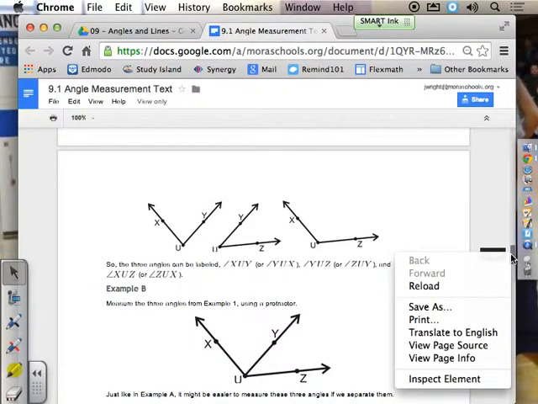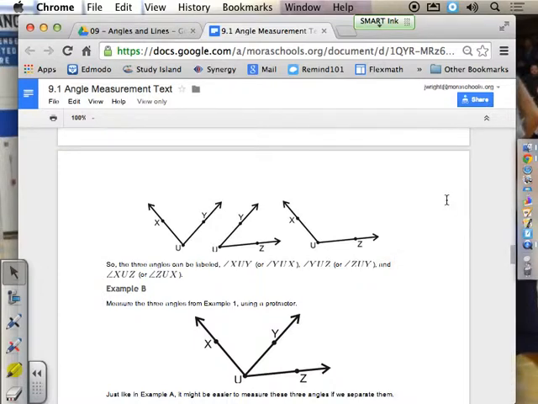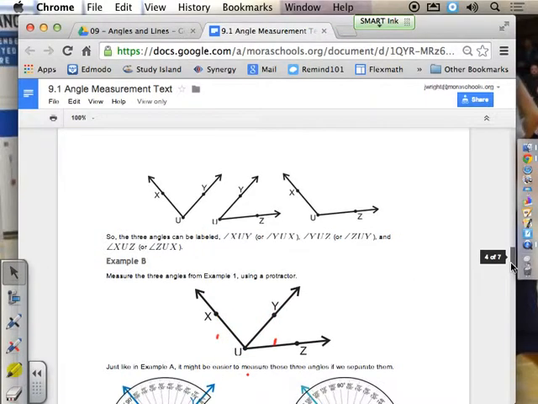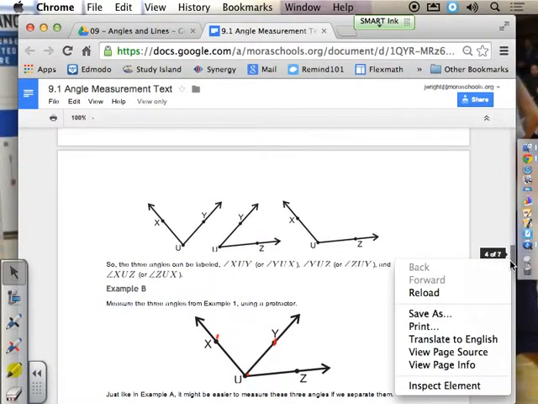I would like you to try and measure the three angles using your protractor. There's a little bit more difficult one. You have all three angles here. Try and see if you can measure angle XUY with your protractor, and angle YUZ, and angle XUZ, and see if you can find the measure of those angles and label them correctly with an angle sign. All right, pause it and see if you can do that.